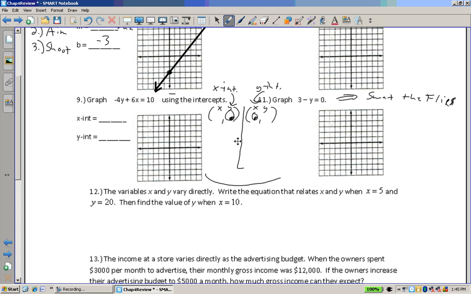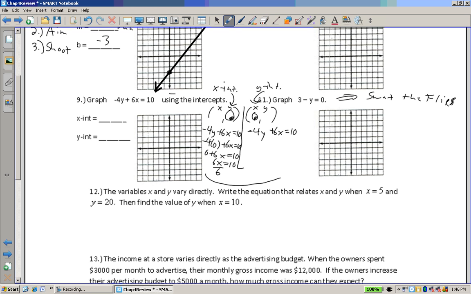All right. So what I'm going to do is copy this equation 2 times. Be nice if I could copy it down correctly. And here's the thing. Instead of putting a y right here, we're going to put a 0. Negative 4 times 0 is 0. That means 6x equals 10.